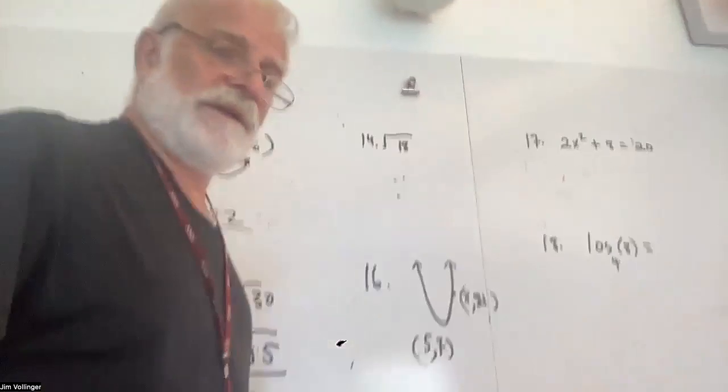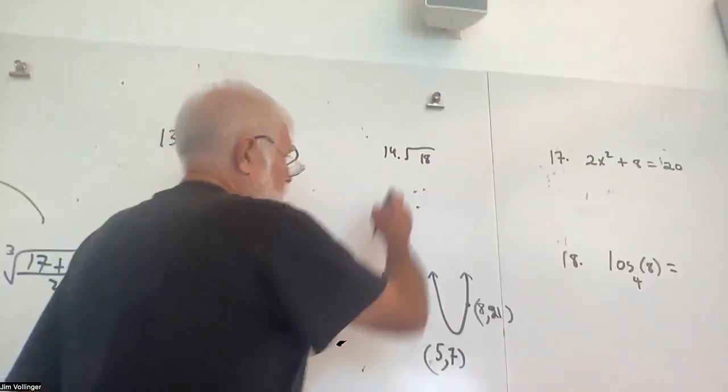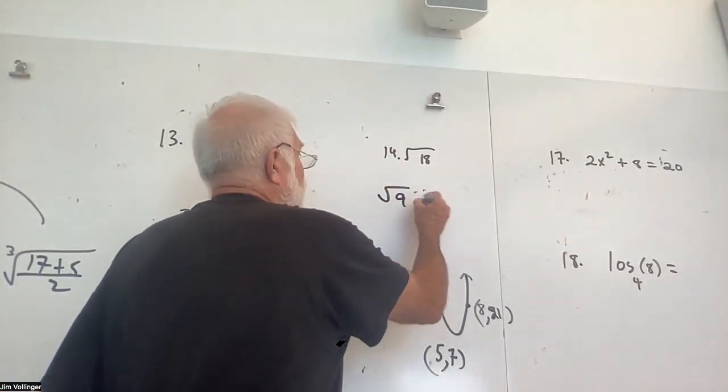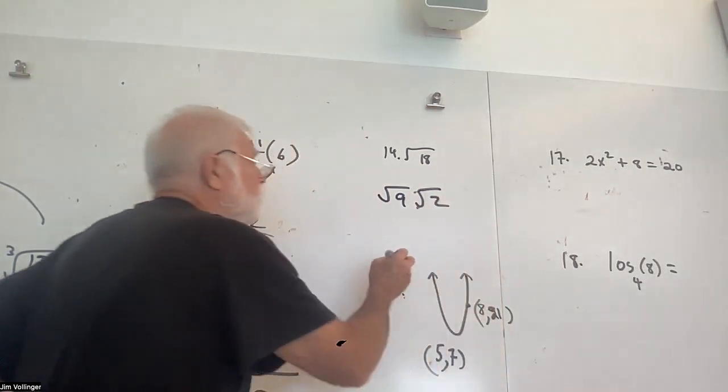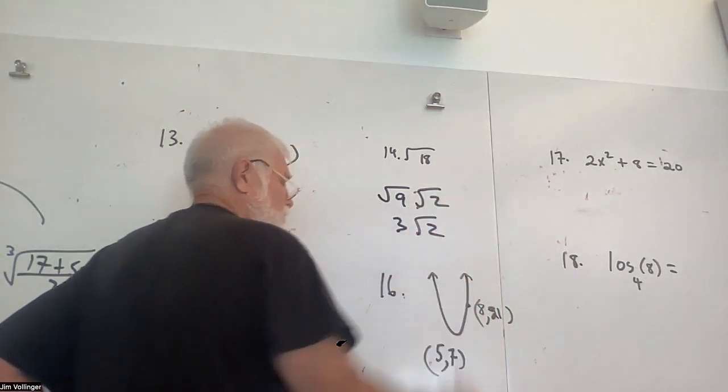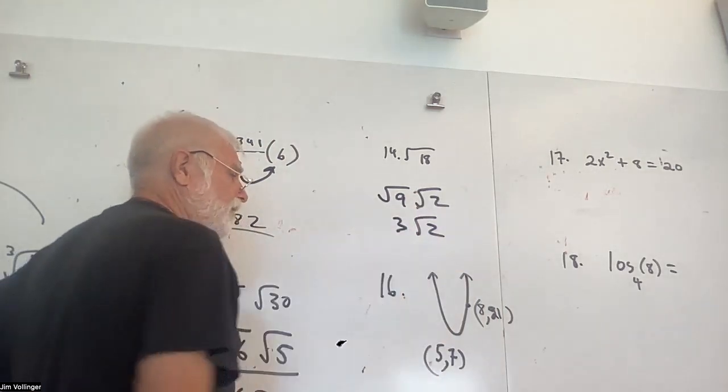All right, square root of 18. Well, knowing that square root of 18 could have been written as the square root of 9 times the square root of 2, explanation given in class. That's 3 root 2.